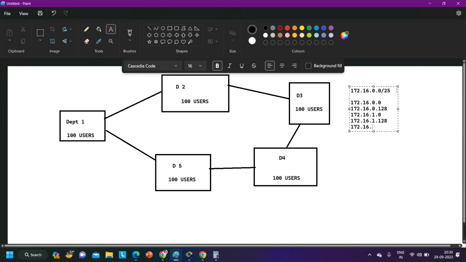How many networks will you get? How many number of networks will you get? 2 to the power. I am not asking you the exact number, tell me 2 to the power only. 2 to the power 9, right? And we need these 5 subnets for my departments, right? Here I can use this network ID for department 1 with /25, this for /25, this for /25, this also with /25, and this also with /25, right?